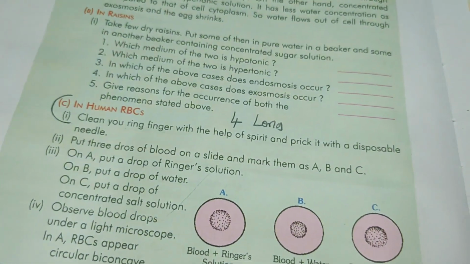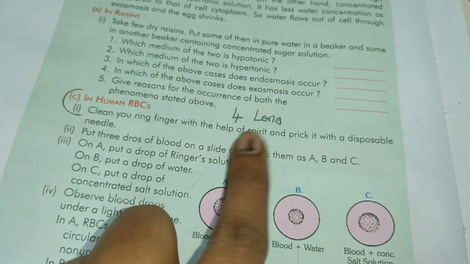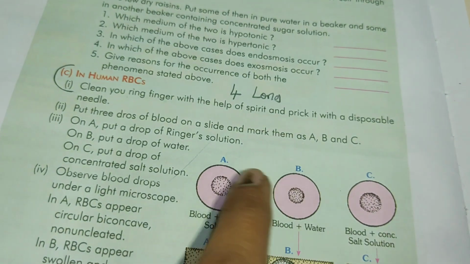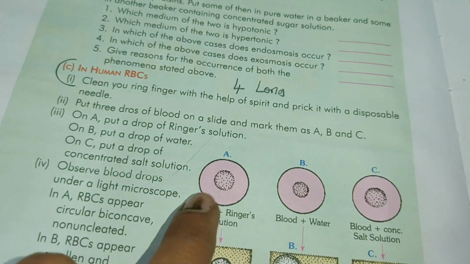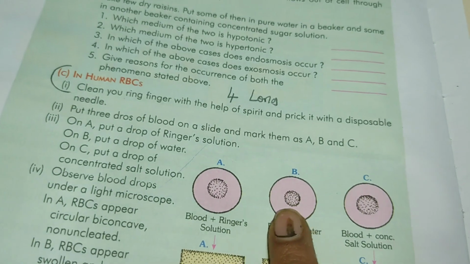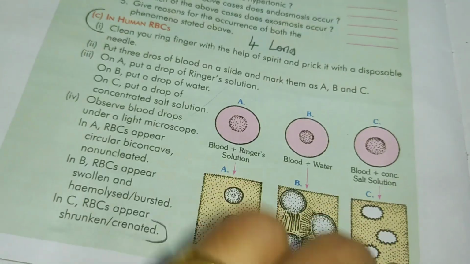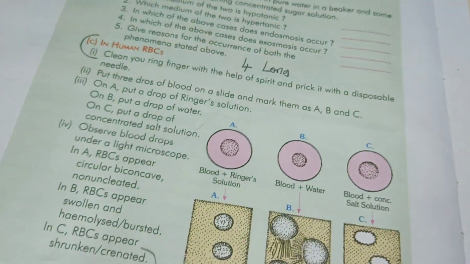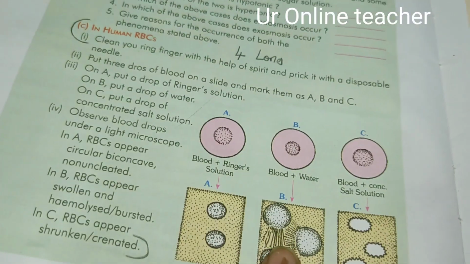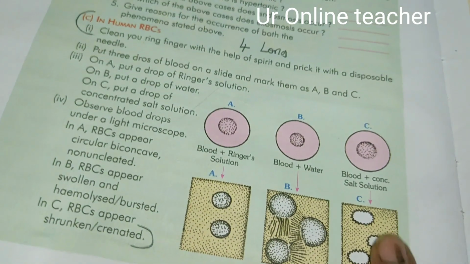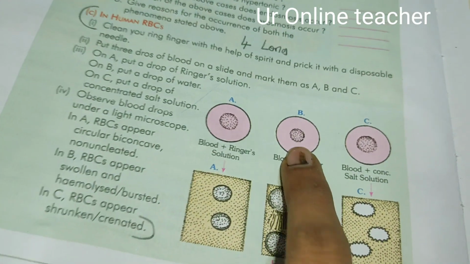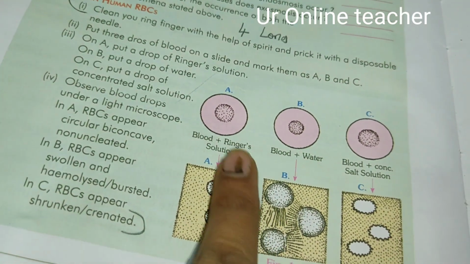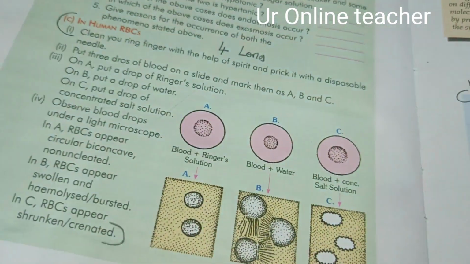In human RBCs also, first clean your ring finger with the help of spirit and prick it with a disposable needle. Put 3 drops of blood on a slide and mark them A, B and C. Add a drop of Ringer's solution, water and concentrated salt solution. So it is isotonic, hypotonic and hypertonic. Here the RBC will shrink; here it is blood plus water, so water goes inside and it will swell up; and here it will not change. Like this it will happen.